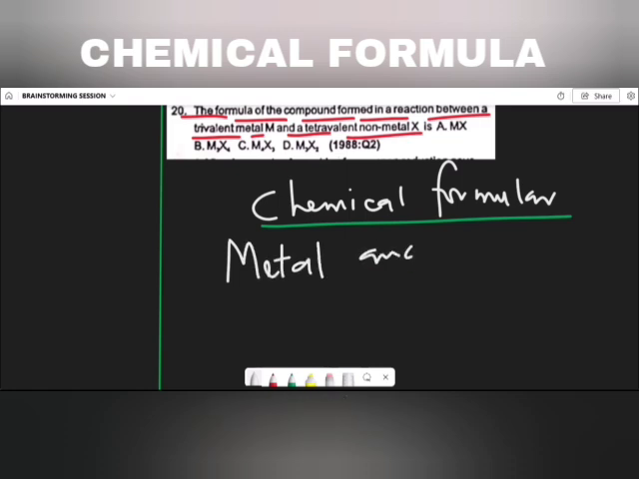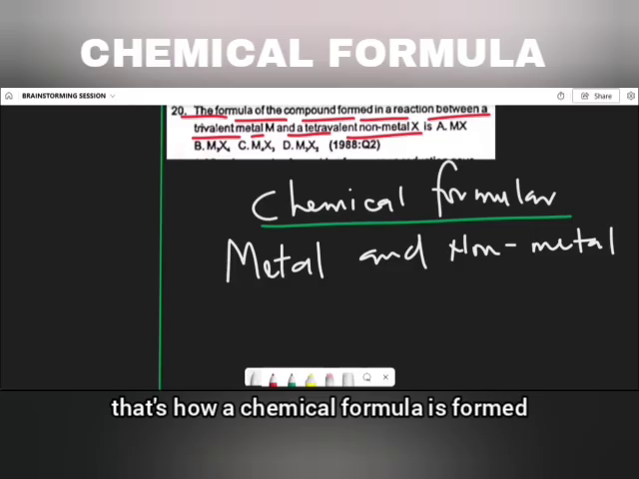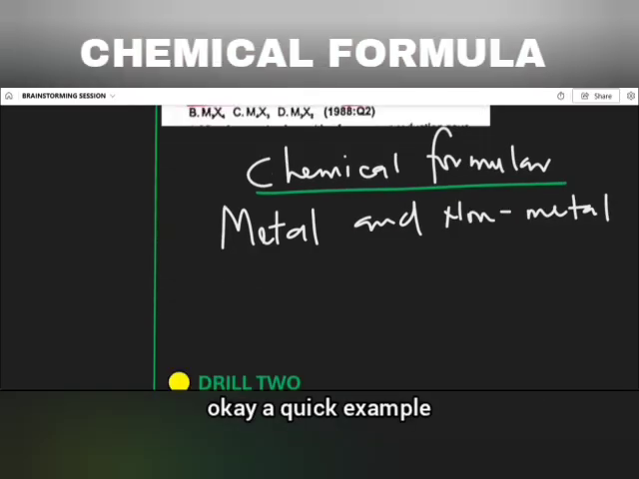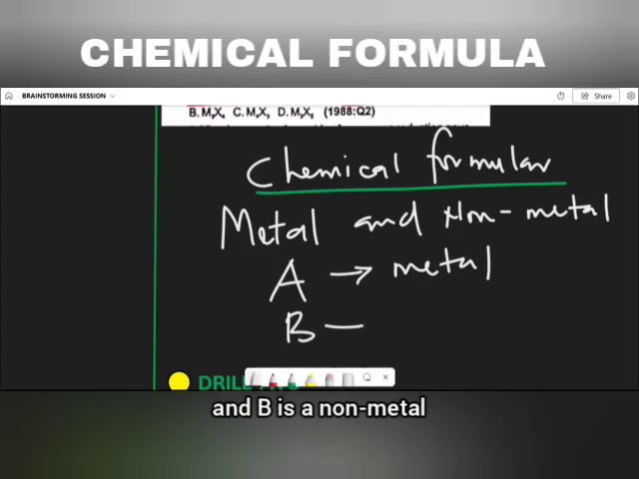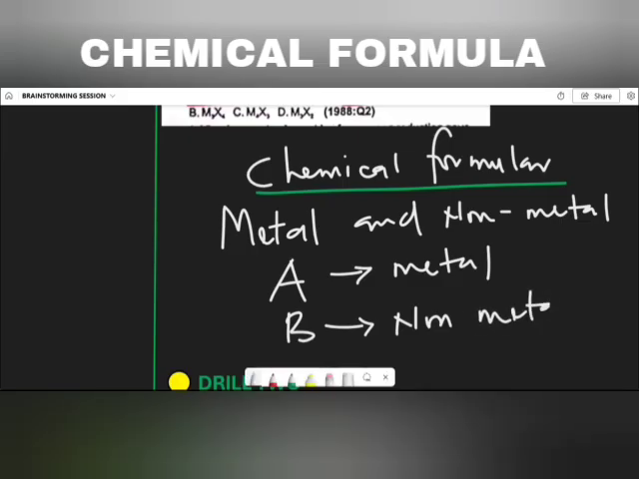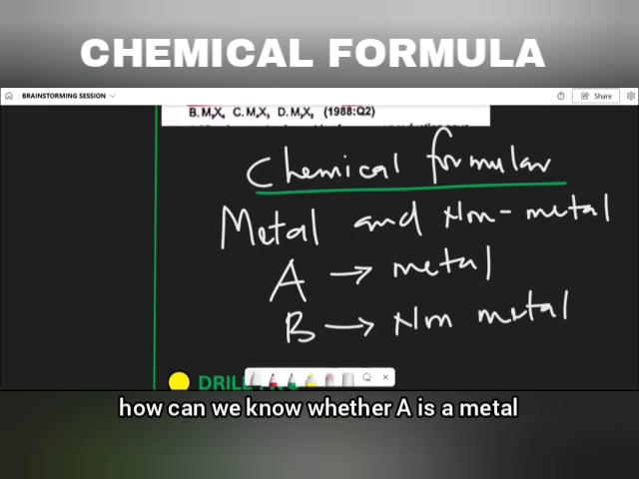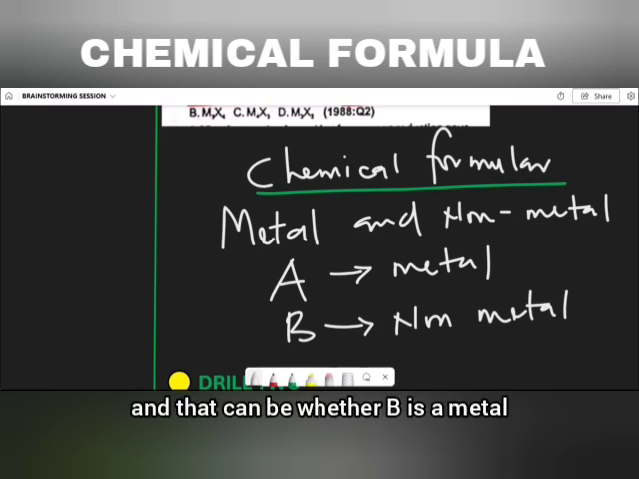Metal and non-metal. That's how a chemical formula is formed. Okay, a quick example. If A is a metal and B is a non-metal, how can we know whether A is a metal? And how can we know whether B is a metal?